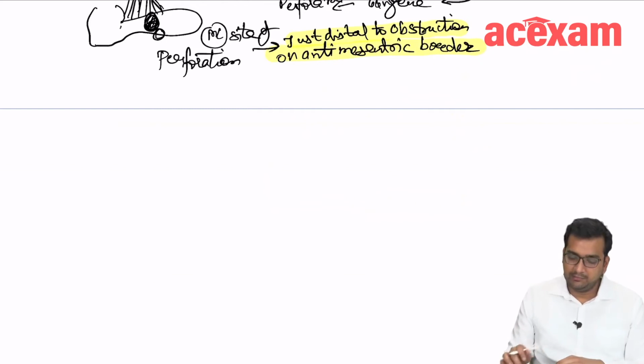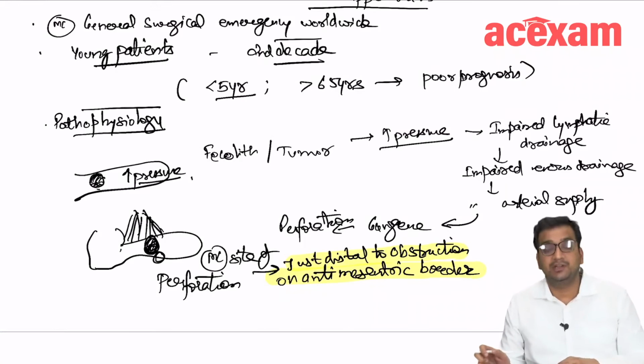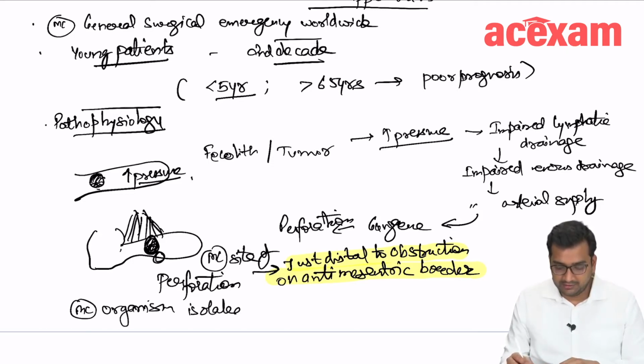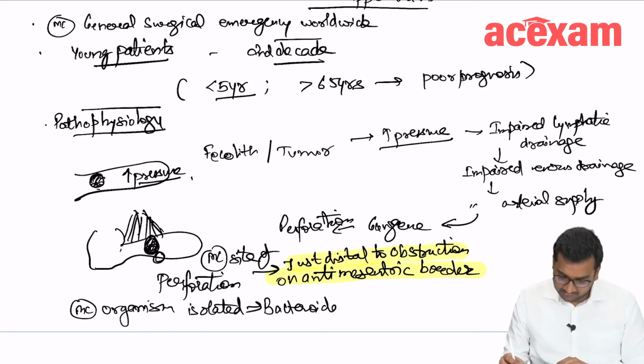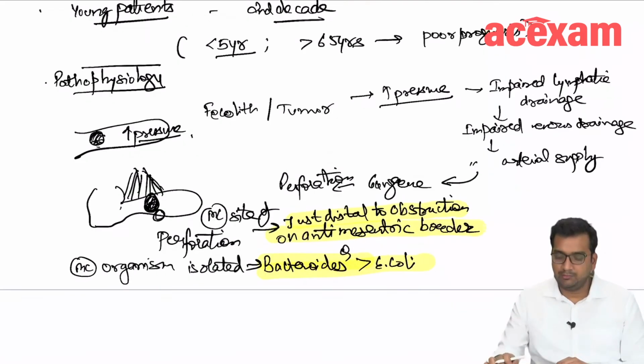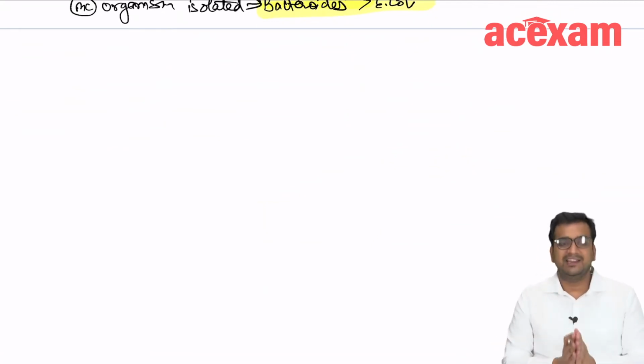Okay. And in perforation, what is the most common organism which is isolated? It is Bacteroides. The most common organism isolated is Bacteroides, followed by E. coli. This is also important. Most common is Bacteroides. This is important. Okay. Now, what are all the clinical features?